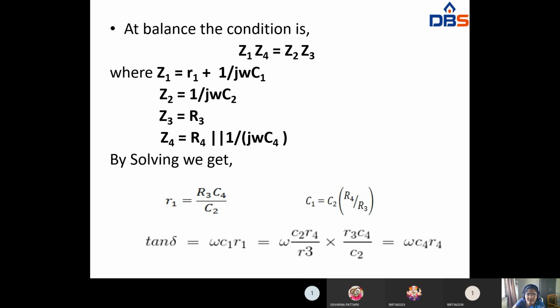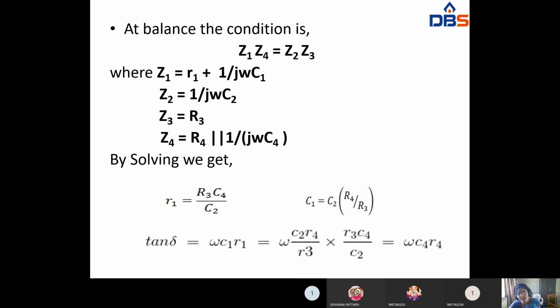See, you can substitute and solve. Here you have real terms and imaginary terms; imaginary terms are those consisting of j omega. When you equate the real terms, you get the unknown resistance R1 equal to R3 C4 by C2. This Schering bridge is used to find the unknown capacitance value. The capacitance will be given by C1 equal to C2 R4 by R3. Okay, so this is the Schering bridge.